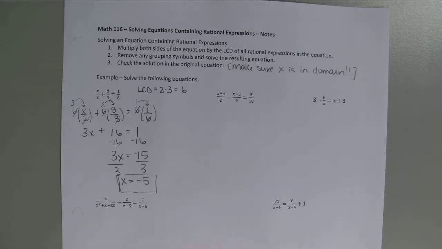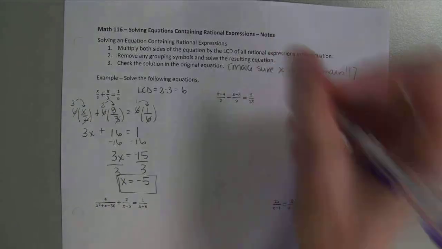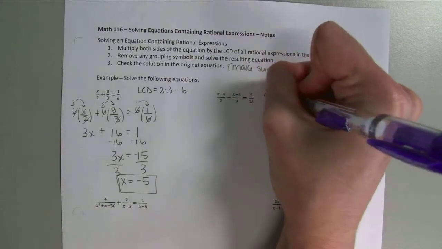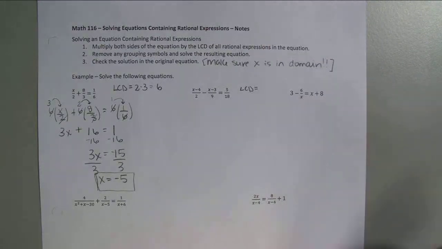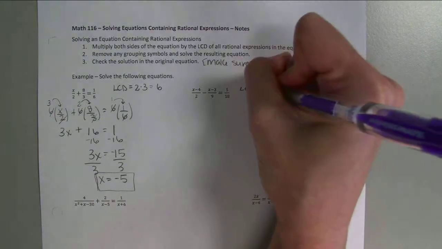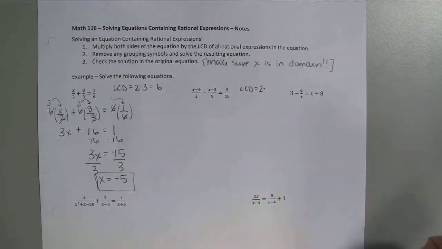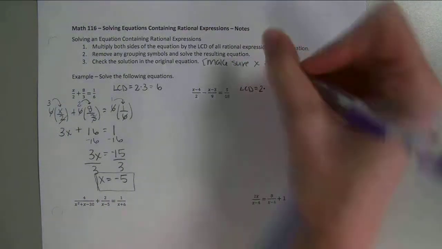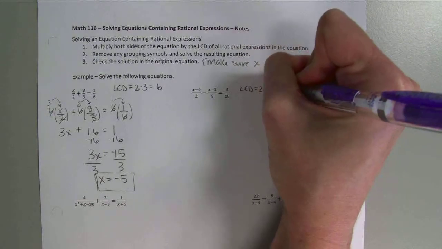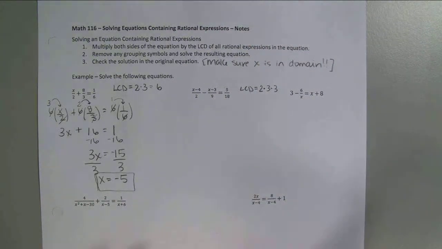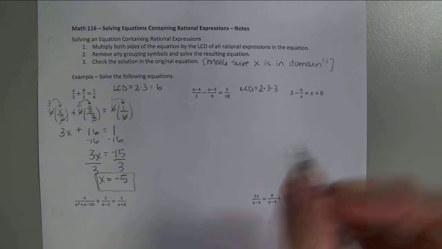Guys, the next one's very, very similar. For our LCD, what does our first denominator need? A 2. What does our second denominator need? A 3 and a 3. What does 18 need? Well, 18 would split up as 2 times 9. But what's 9 split up as? 3 times 3. 18, guys, is our LCD.